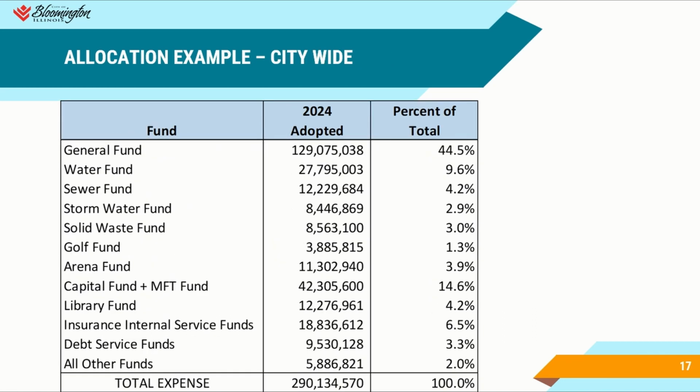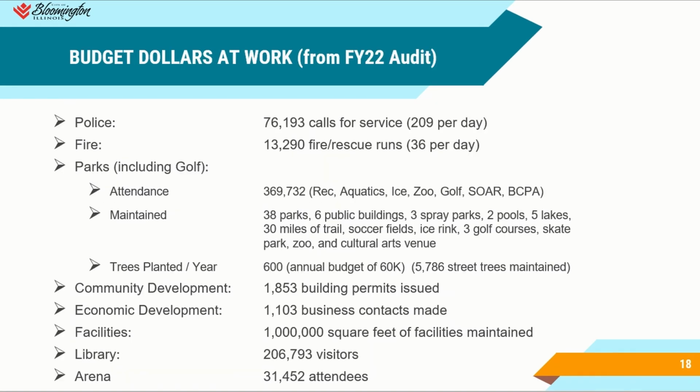Allocation example citywide includes the general fund, water, sewer, storm, solid waste, golf, arena, capital plus the state MFT, local library fund, insurance and internal service funds, debt service, and all other funds. Budget dollars at work.